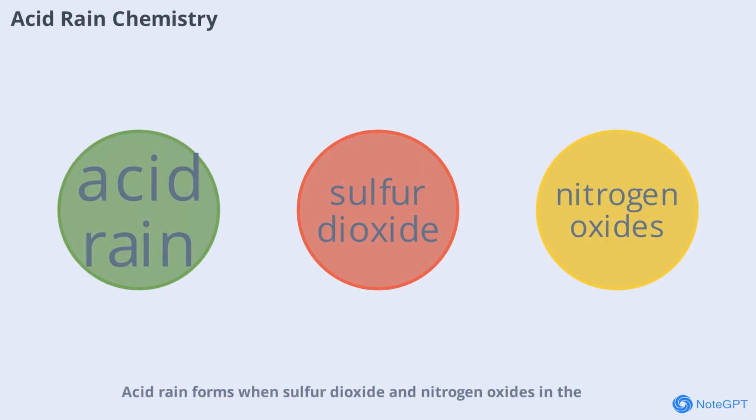Acid rain forms when sulfur dioxide and nitrogen oxides in the air react with water vapor to produce sulfuric and nitric acids. These acids fall to the ground as rain, snow, or fog, damaging forests, lakes, and buildings. Acid rain can kill fish, harm trees, and erode stone structures. Efforts to reduce acid rain focus on cutting emissions from power plants and vehicles. Next, we'll explore how pollution affects water and soil.